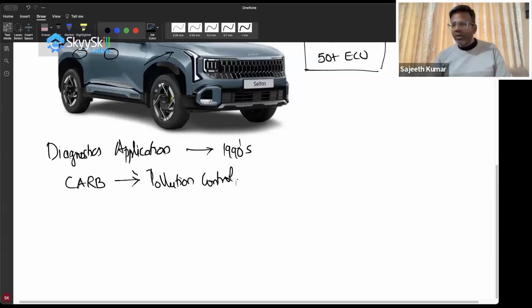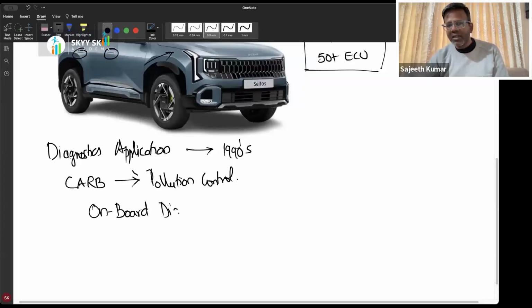Right. So how do you know that the manufacturers are not cheating on pollution, or an individual car is not cheating on pollution? There has to be some way for the government agencies to know if your car is polluting or not. So for the very first time, they said all the vehicles will mandatorily have a diagnostics application, and that diagnostics was called onboard diagnostics.